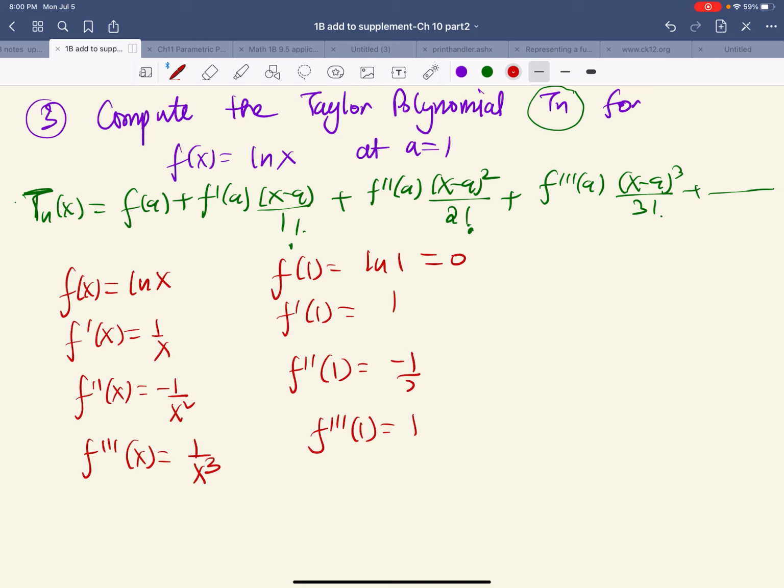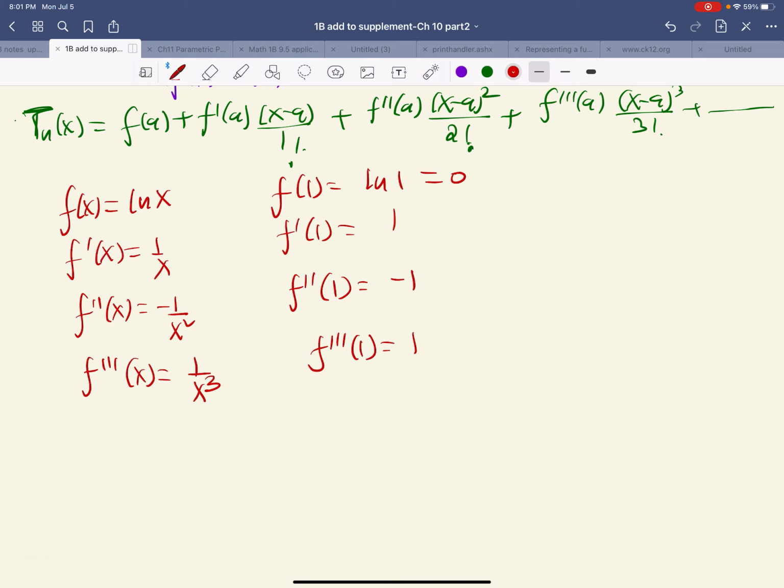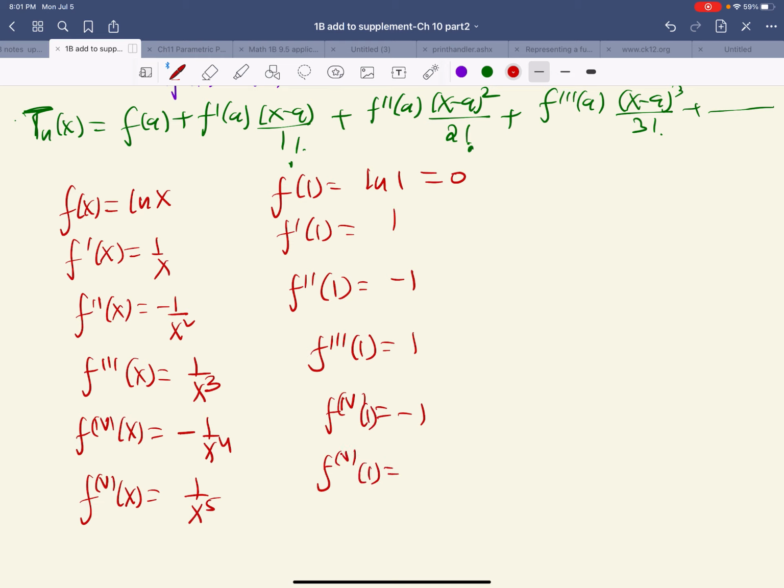If I plug a 1 here, that's negative 1/2 actually. And if I plug a 1 here, 1 over x to the third, negative 1 over x squared, that would be, no, that's correct. Okay, the third derivative would be equal to 1 again. Now we're going to write the fourth derivative. Fourth derivative would be negative 1 over x to the power 4. So fourth derivative would be negative 1. Fifth derivative would be positive in this case, 1 over x to the fifth. So fifth derivative at 1 would be again positive 1.